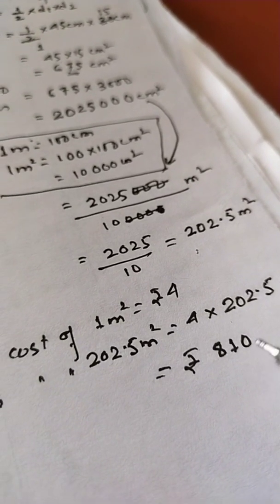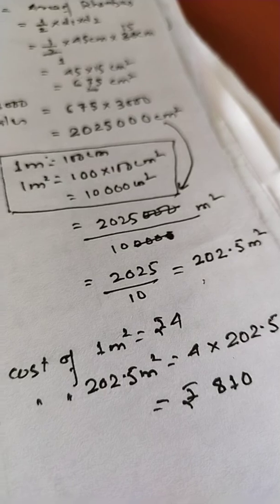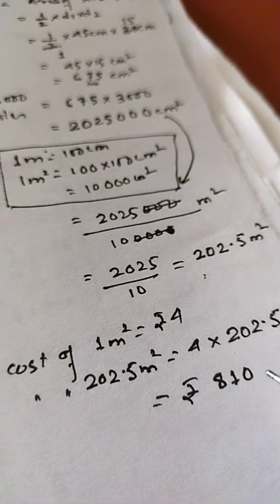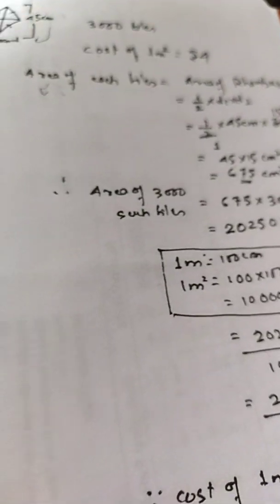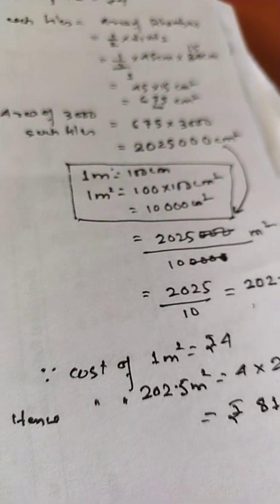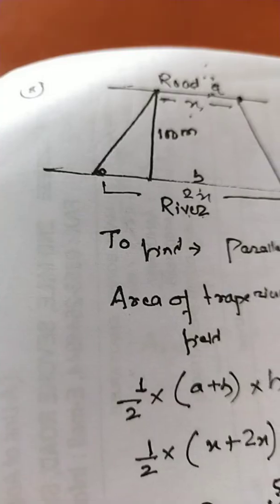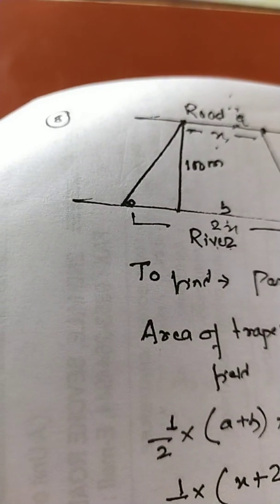That is, the final cost that a person has to give is 810 to polish these 3000 tiles. So this is the solution of sum number 7. So let's move on to sum number 8. Yes, now I will explain question number 8.